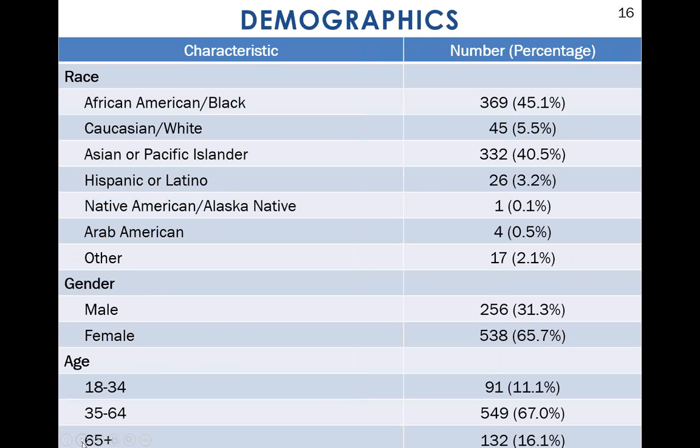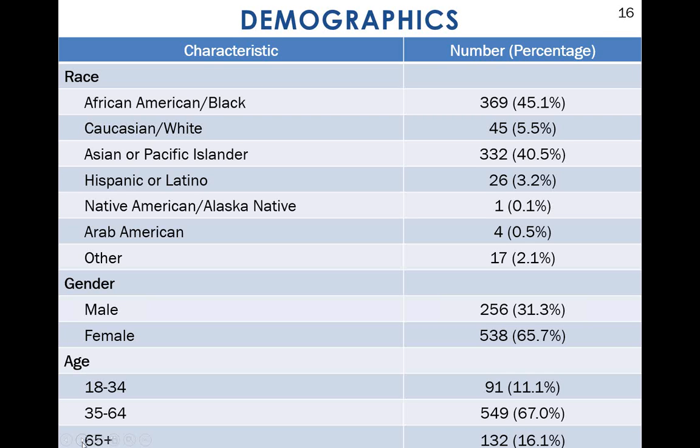Here we can see that the majority of participants were African American, followed by Asian Americans. The majority of participants, 65%, were female and were between the ages of 35 to 64. So that was the reach achieved by the events.